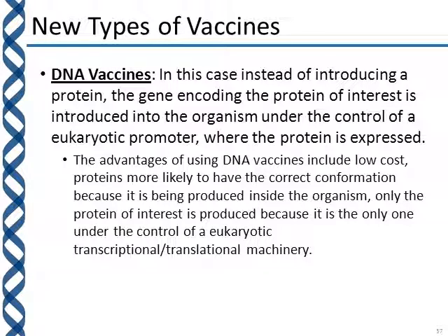The next are DNA vaccines. In this case, instead of introducing a protein, the gene encoding that protein of interest is introduced into the organism under the control of a eukaryotic promoter, where the protein is then expressed. The advantages of using DNA vaccines include low cost. The proteins are more likely to have the correct conformation because they are being produced inside the organism. Only the protein of interest is produced because it is the only one under the control of the eukaryotic transcriptional and translational machinery.